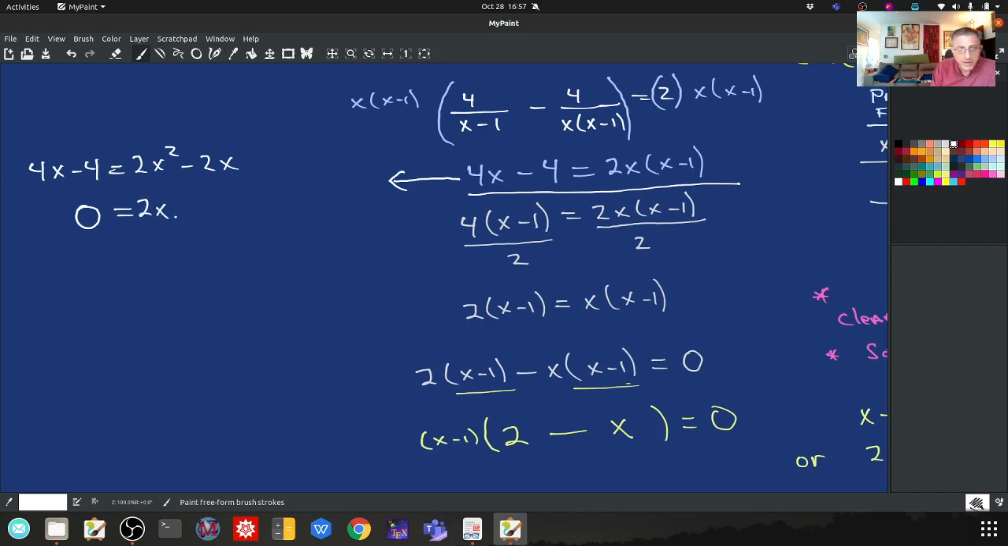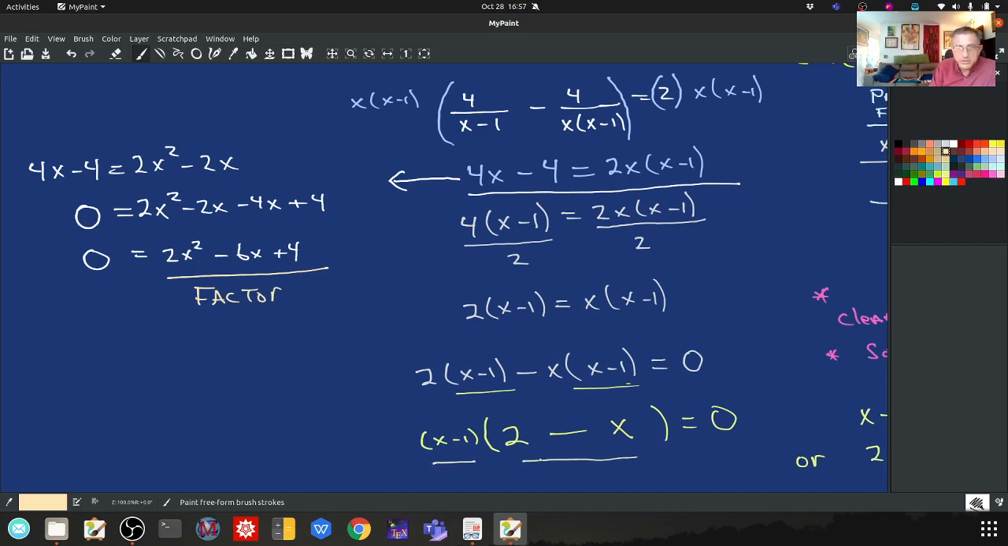So I'm moving the 4x minus 4 to the other side. So the 4x becomes minus 4x, and the minus 4 becomes plus 4. So this is 0 is equal to 2x squared minus 6x plus 4. And the only way you can solve this, all the way back to the previous exam, is to factor. And once you factor this, you set each factor equal to 0. And guess what? You're going to get x minus 2 and 2 minus x.